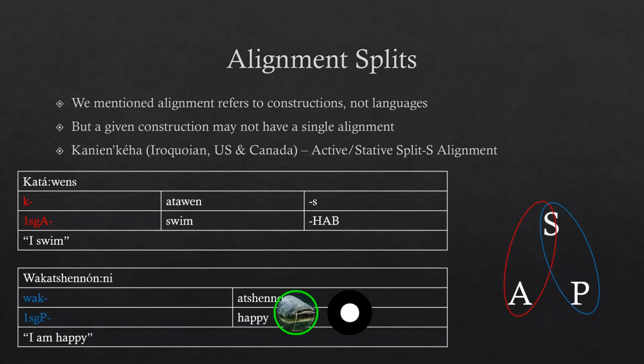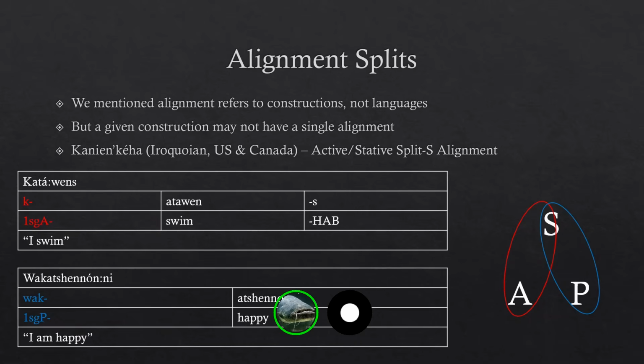We mentioned alignment refers to constructions, but a given construction also can have essentially multiple alignments. This may not be the most truthful way, but you can think about it as in one case in this construction you're going to have an alignment that looks like this. In the other case it's going to look more like this. These are examples from Ganyikeha, which is an Iroquois language spoken in the US and Canada, and it has an active stative split S alignment.